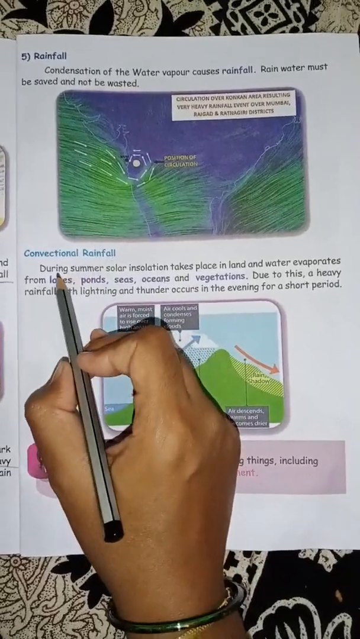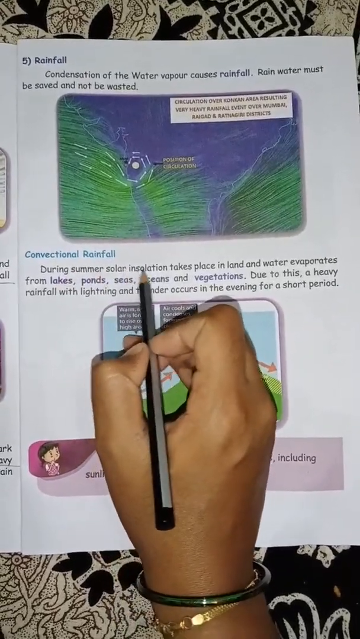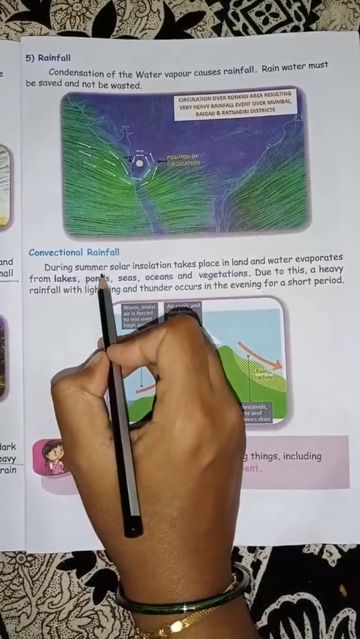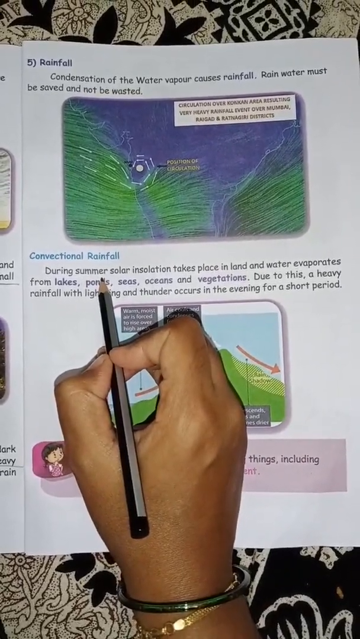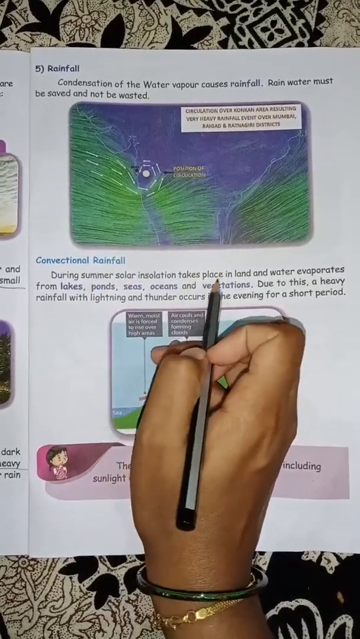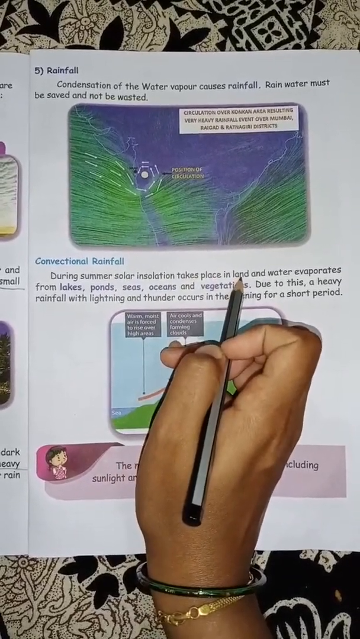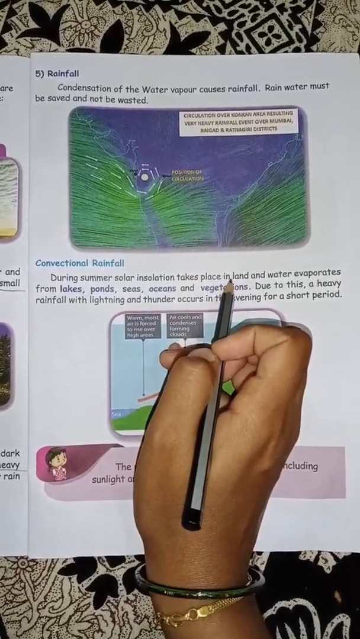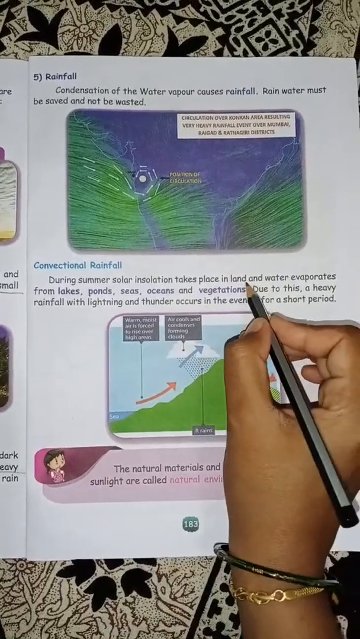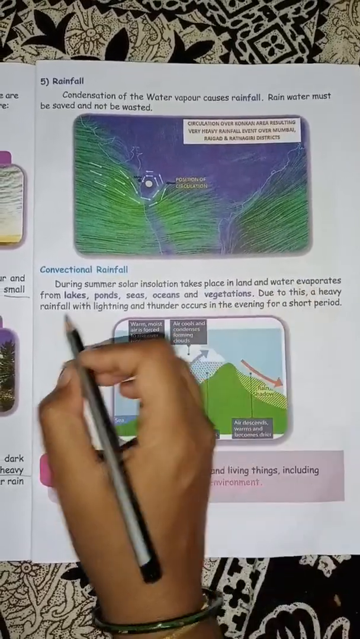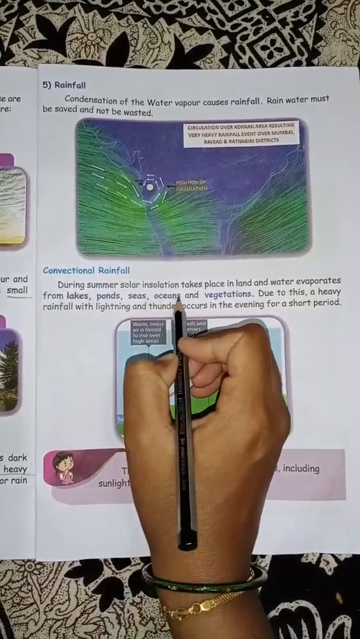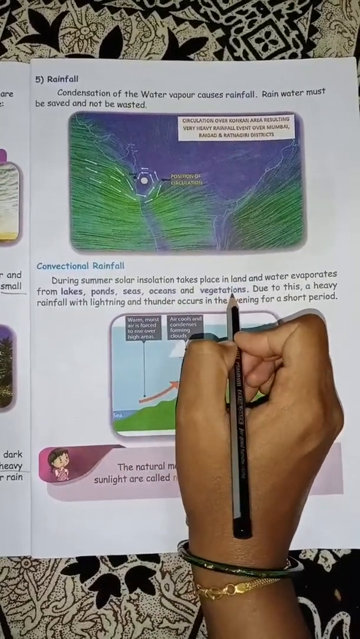Okay, so here, during summer, solar insolation takes place in the land. So, during summer, the energy of the sun, solar insolation, takes place in the land. So, the earth's surface heats because of the energy of the sun. And water evaporates from lakes, ponds, seas, oceans and vegetations.